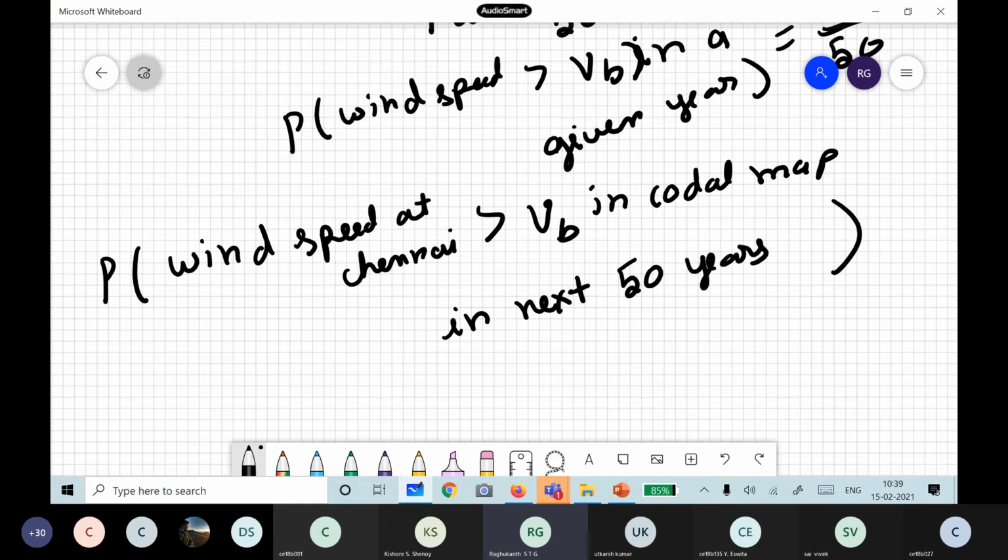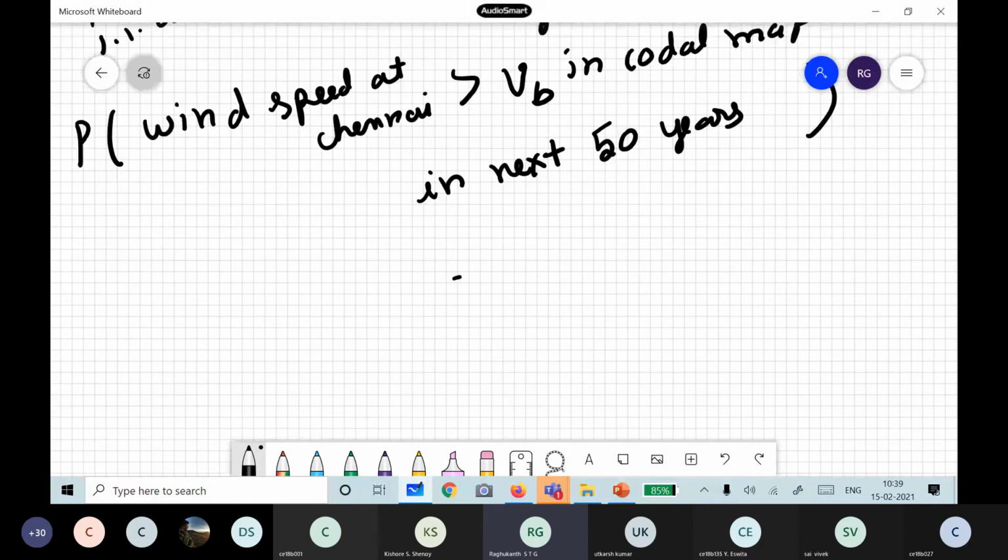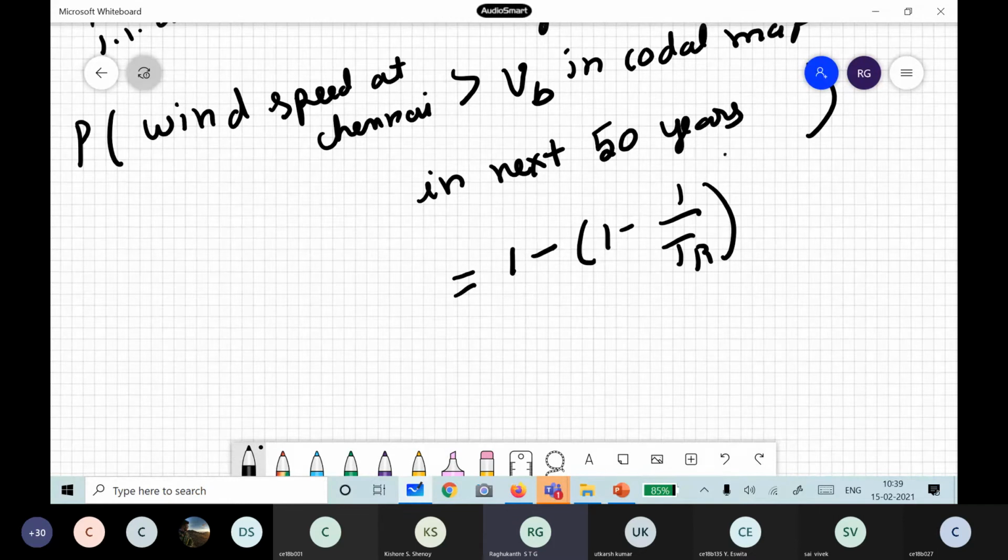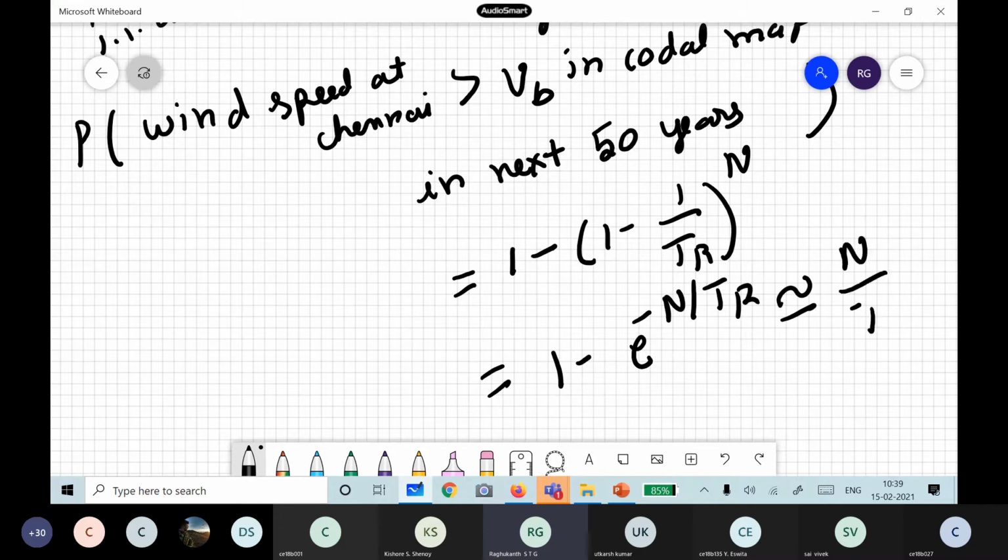You would have studied probability, so I will not go into IIDs. You assume that it can exceed this year, that year, this year, that year, so you assume IID, identical and independent random variables. So you can write this expression as 1 minus (1 minus 1 by TR) whole to the power of n, where n is 50 years. You can also write this as 1 minus e to the power of minus n by TR. Sometimes you can approximate this as n by TR also, for large n and TR.